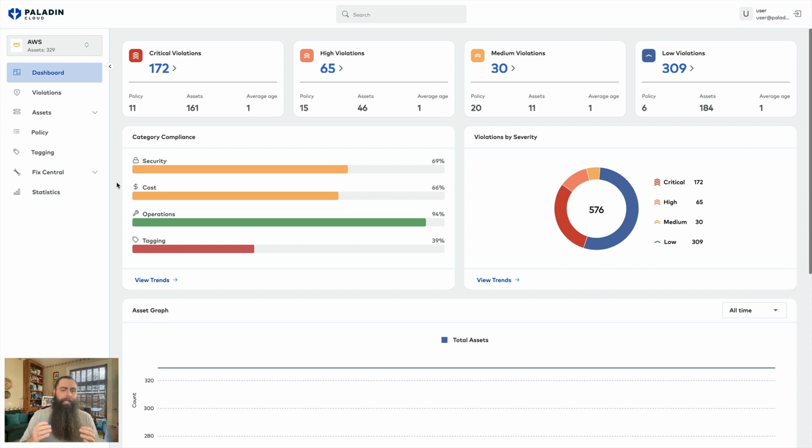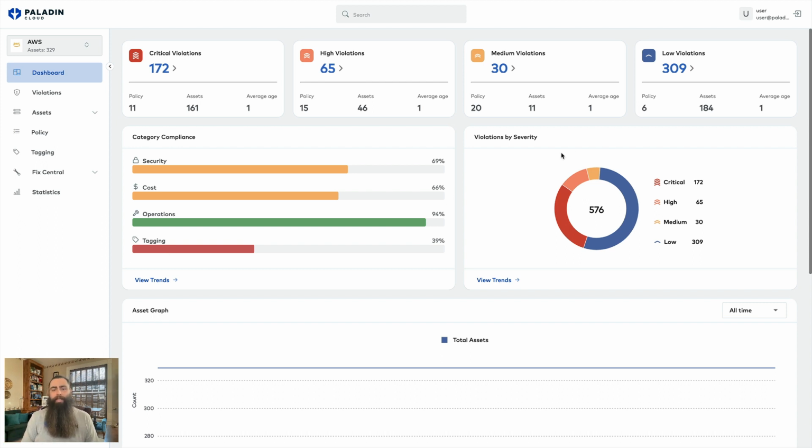Paladin Cloud has policies around security, cost, operations, and tagging. Security policies are around security posture, like denying public access to your assets. Cost policies save money, like identifying unused or underused assets. Operation policies are aimed at increasing efficiency, like defining the proper regions for assets to be in. And then tagging. These policies are around tagging your cyber assets, like tracking the usage of your mandatory tags.